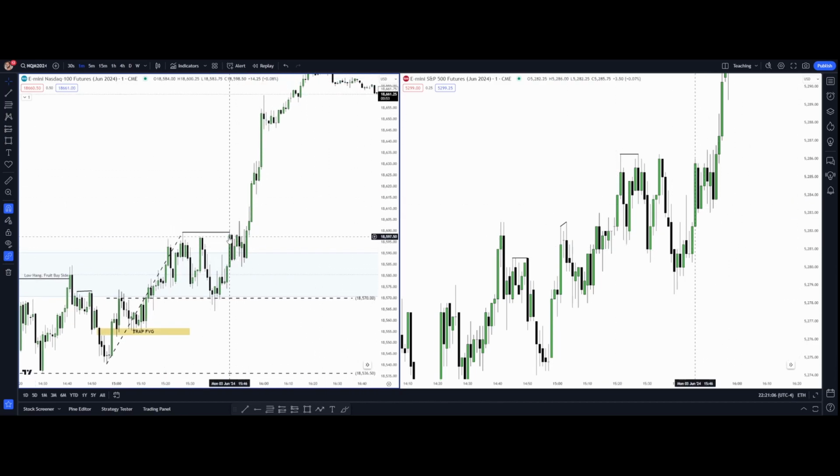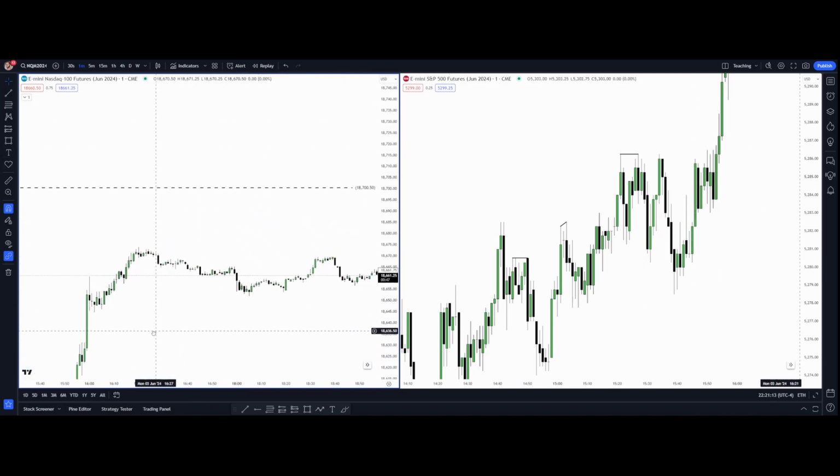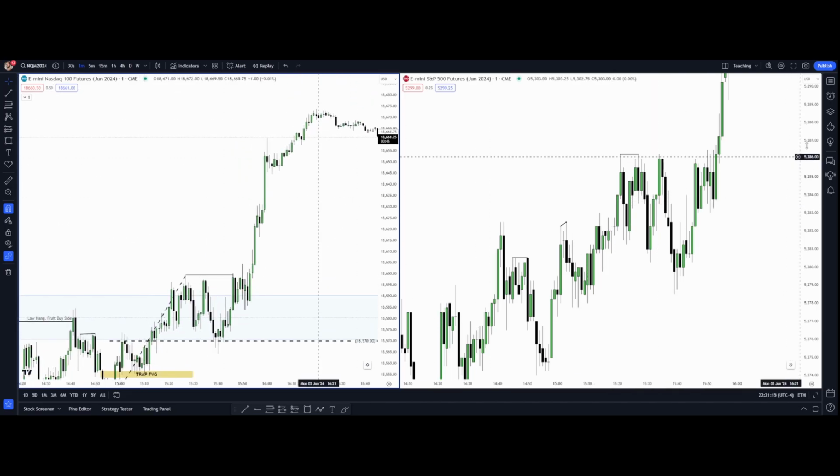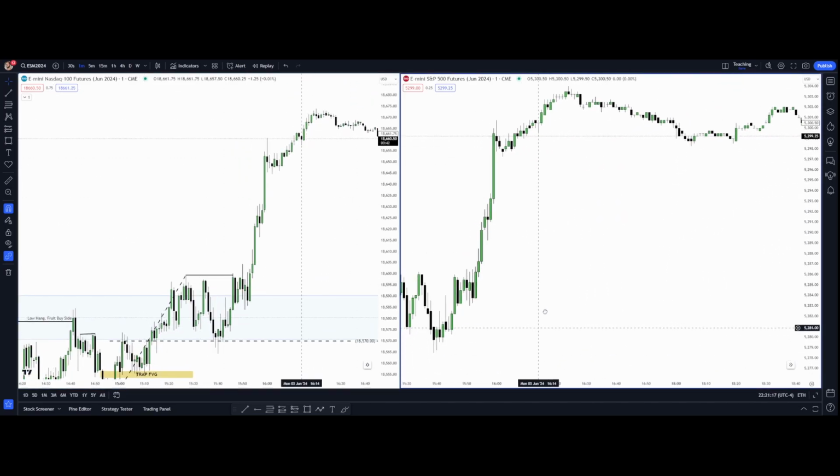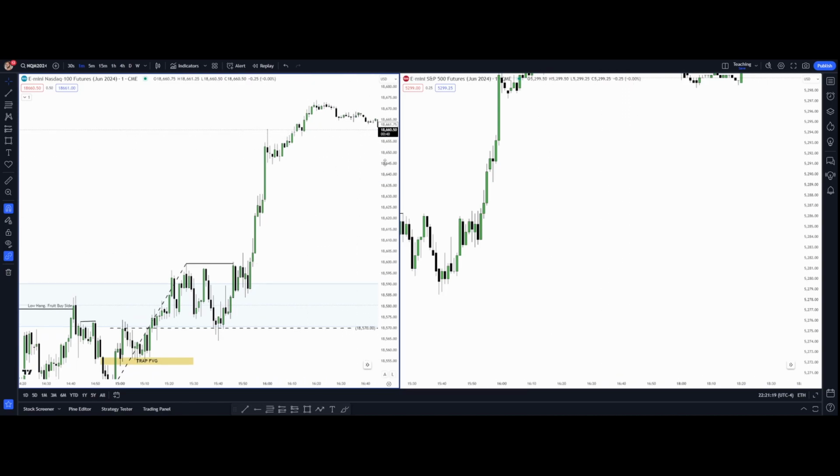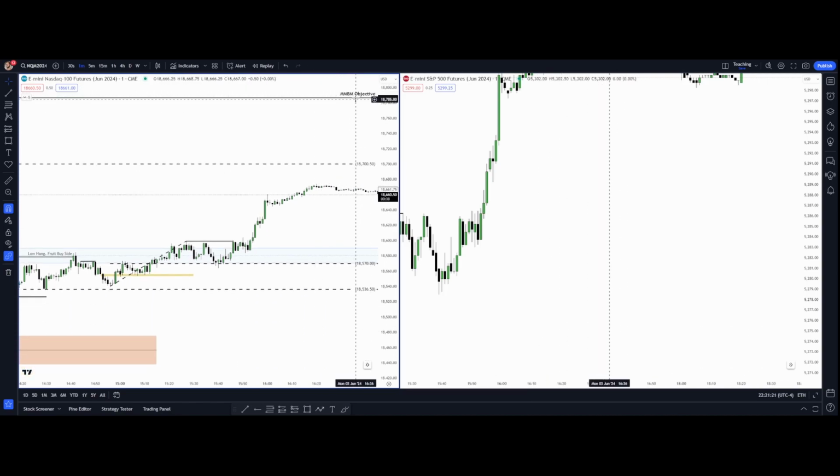So here it tries to run the buy side. There's still no SMT divergence. Comes for the fair value gap, rallies afterwards, and again tries to reach towards the market maker buy model objective.